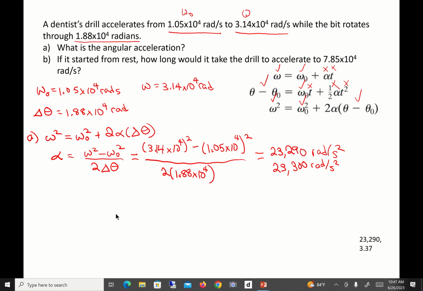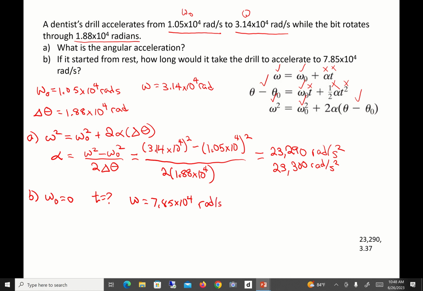All right, so for part B, now it says if it started from rest. So now we're changing our variable. So it's starting from rest, so omega 0 equals 0. How long would it take? So that means what's t? For the drill to accelerate to 7.85 times 10 to the 4 radians per second. So that's my omega final. All right, so omega final is 7.85 times 10 to the 4 radians per second.